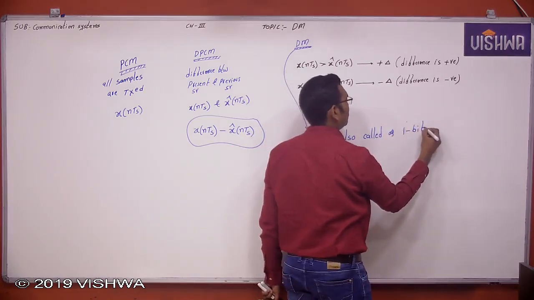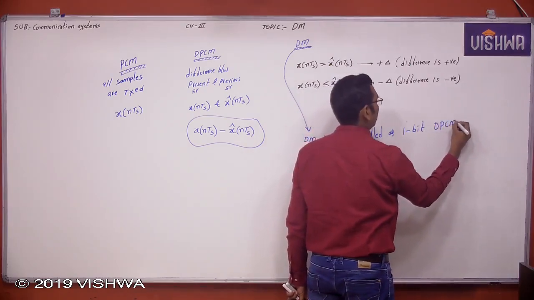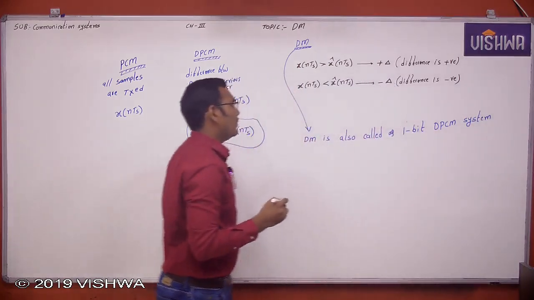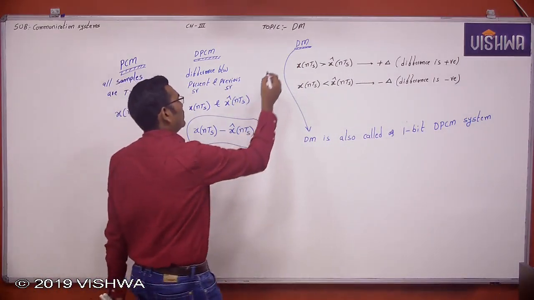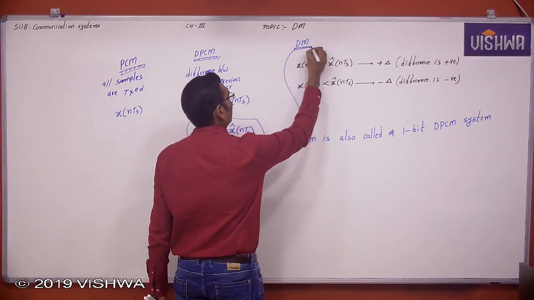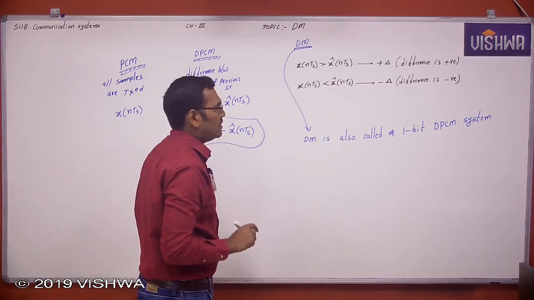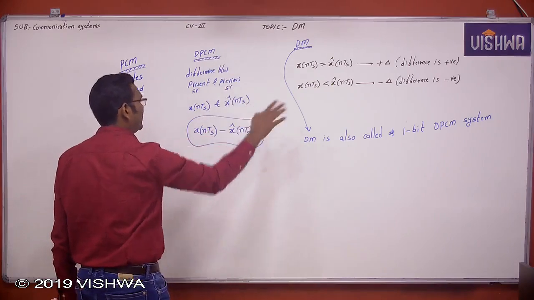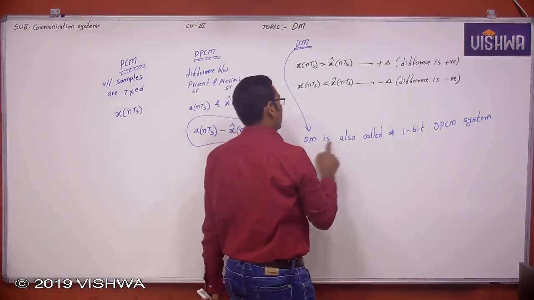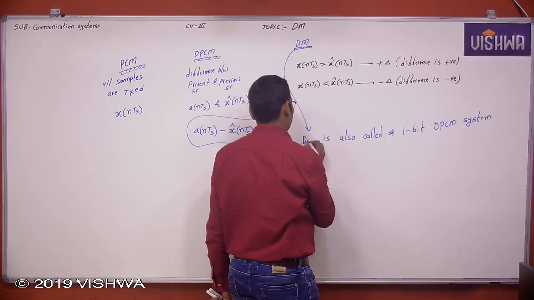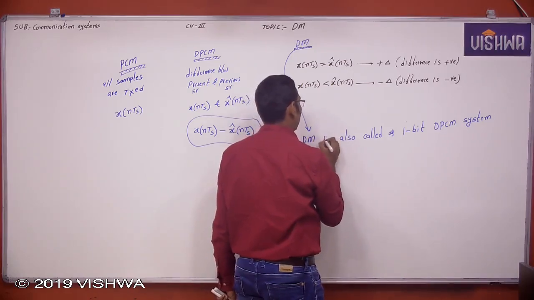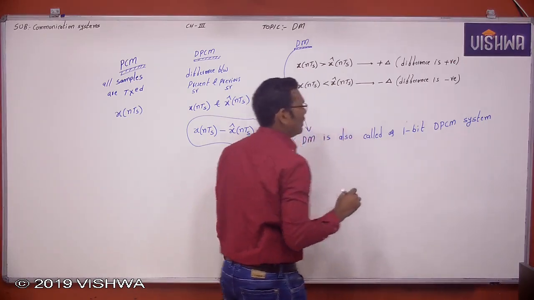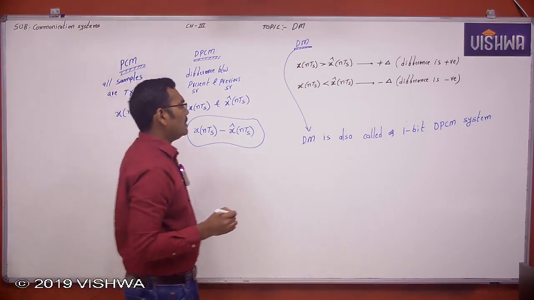Now this delta modulation is also called a one bit DPCM system. Delta modulation and DPCM are both the same, but this is a one bit DPCM system. A one bit DPCM system is called delta modulation.